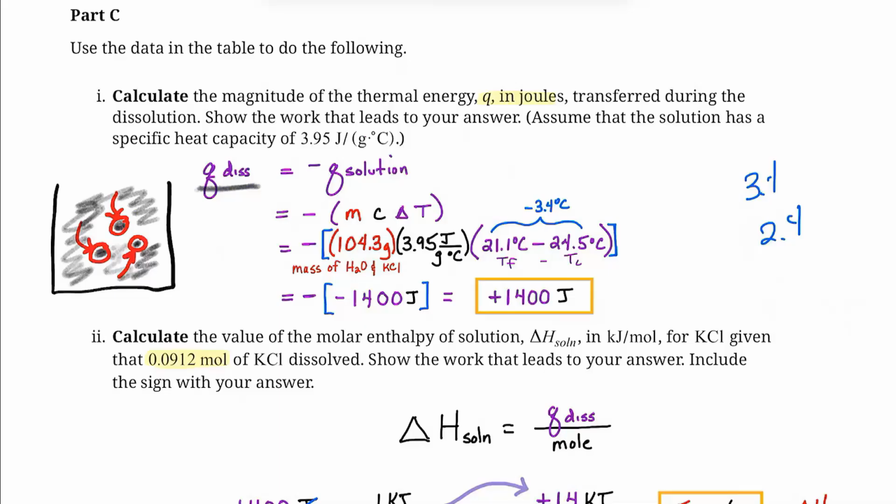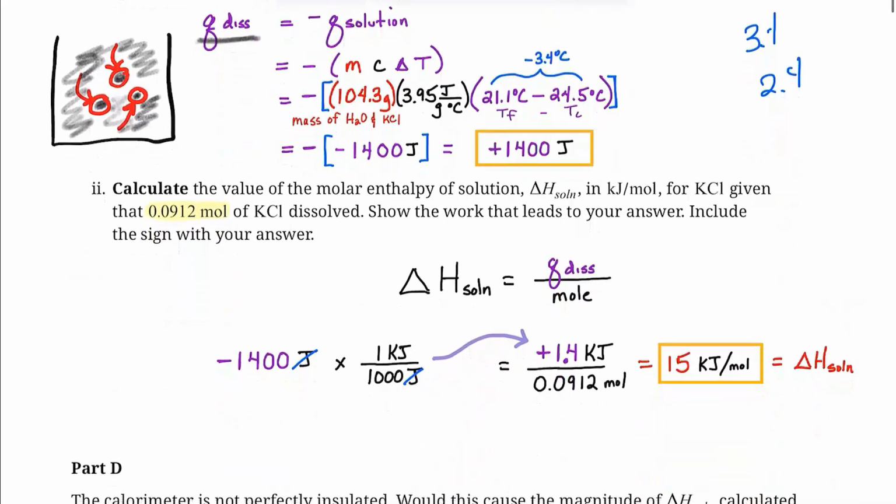Let's go on to part C-II, Captain. All right, sorry, that's going to be my joke continuously.